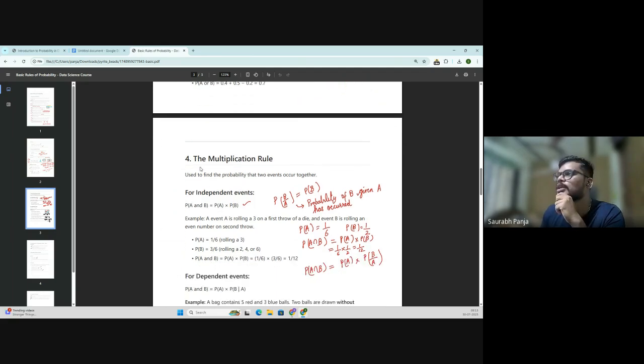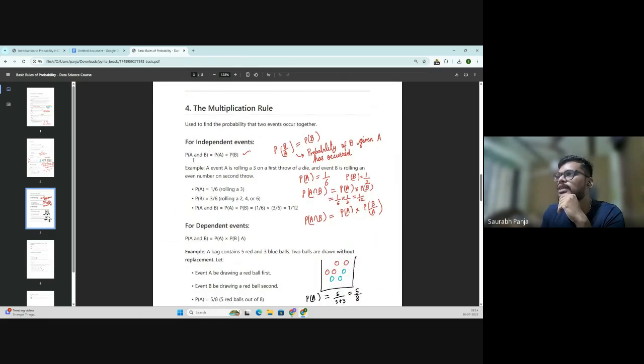Now there's the multiplication rule, used to find the probability that two events occur together. Whenever two events occur together, this is how we do it. For independent events A and B, we use the multiplication rule. For example, event A is rolling a 3 on the first throw of a dice, and event B is rolling an even number on the second throw. These are independent events.